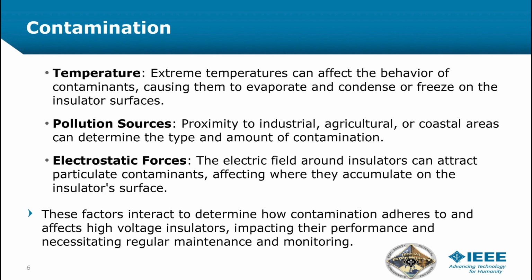Temperature extremes can affect the behavior of contaminants, causing them to evaporate and condense or freeze on the insulator surface. Pollution: the proximity to industrial, agricultural, or even coastal areas can determine the type and the amount of contamination. Electrostatic forces: the electrostatic field around insulators can affect the particulate contaminants, affecting where they accumulate on the insulator surface. These factors interact to determine how contamination adheres to and affects the high voltage insulators, impacting their performance and necessitating regular maintenance and monitoring.